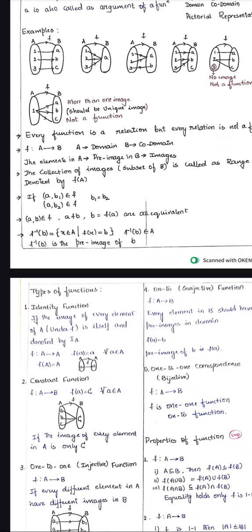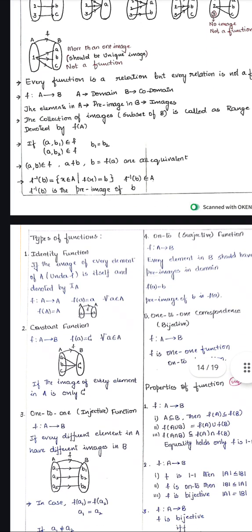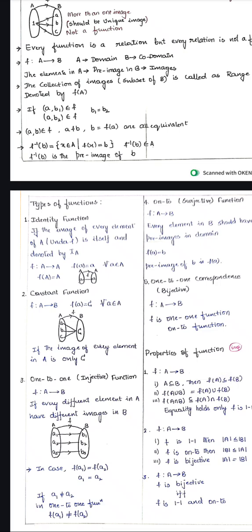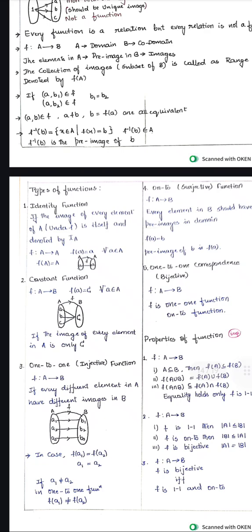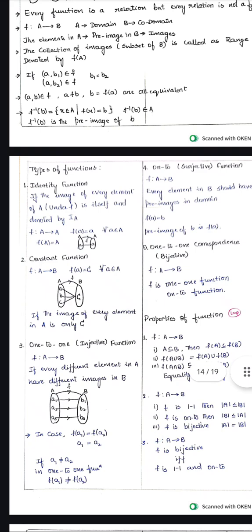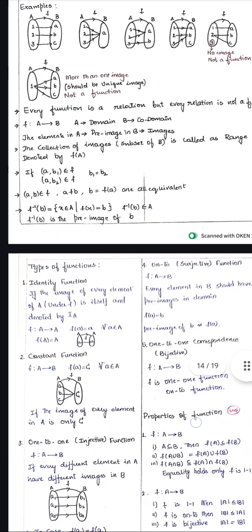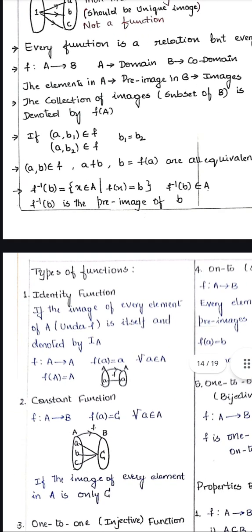Let f be a function from A to B, A be the domain and B be the codomain. The elements of A are pre-images of B and B is the images. The collection of images, a subset of B, is called the range, denoted by f of A. If (A, b1) belongs to the function and (A, b2) also belongs to the function, then b1 is equal to b2. If (A, b) belongs to the function, b is f of A, are all equivalent. These are the three types of representation of the function.